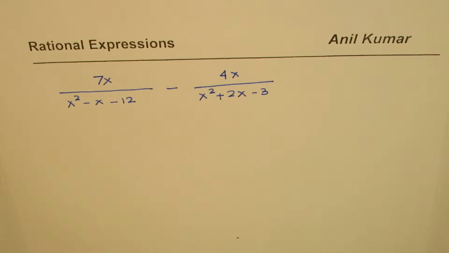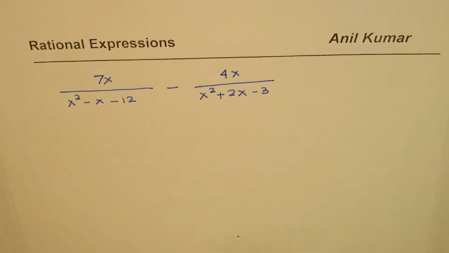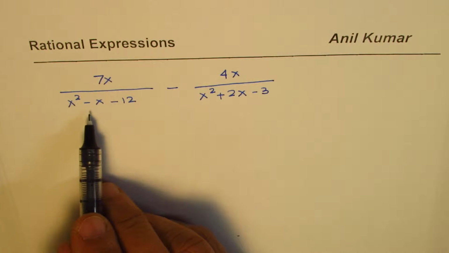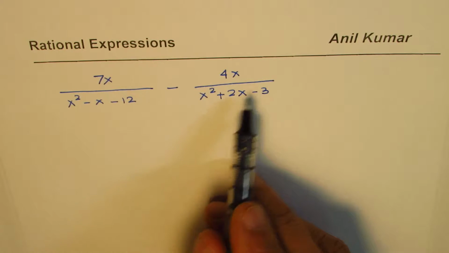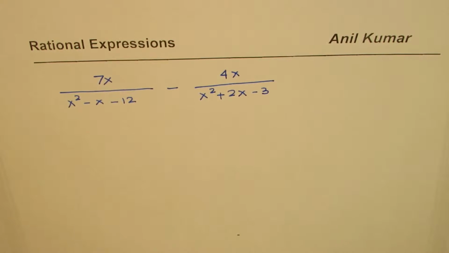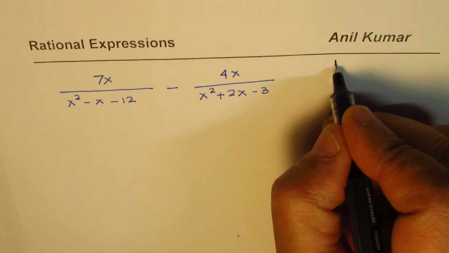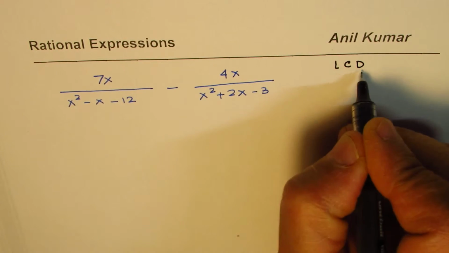I'm Anil Kumar. Here is a rational expression, and we'll understand how to do subtraction when we are working with rational expressions. So we have 7x divided by x squared minus x minus 12, take away 4x over x squared plus 2x minus 3.